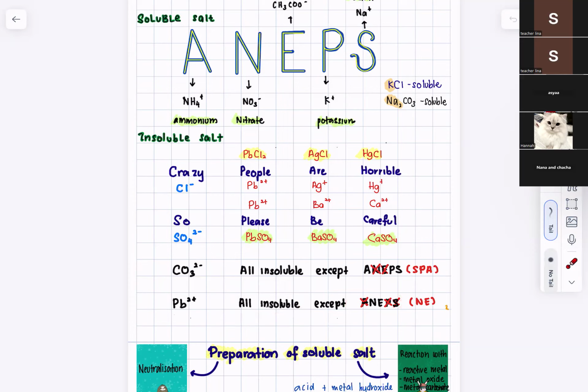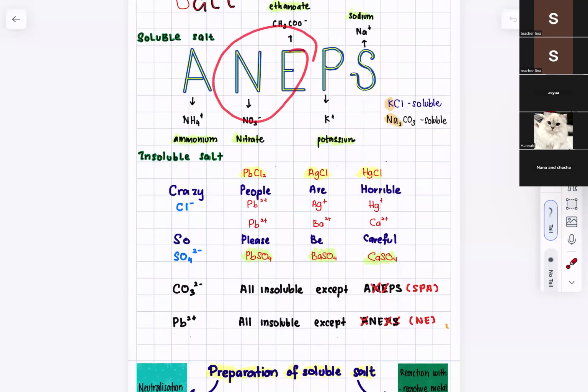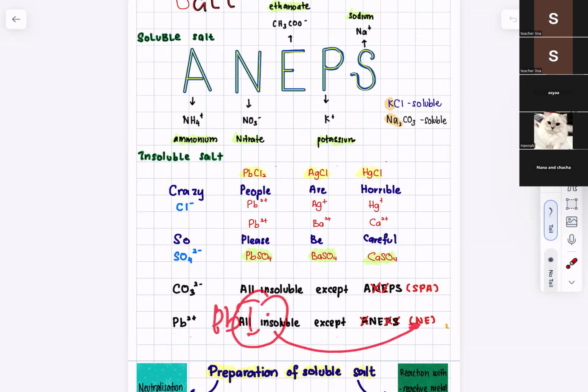Except for these, but I cancel them, because sodium, potassium, ammonium have the same charge as Pb. So lead II nitrate, lead II ethanoate, nitrate, ethanoate, those are soluble. Other than that is insoluble. So lead II iodide, no, it is insoluble. Is it clear, Chacha? Yes.